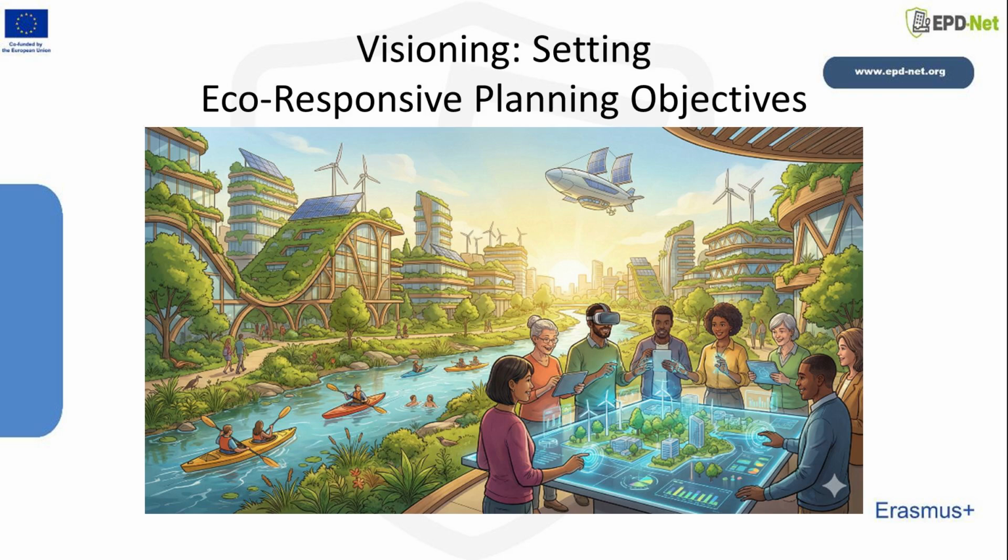Effective visioning must also be grounded in collaborative processes. Design charrettes, scenario storytelling, and participatory workshops allow planners, residents, scientists, and policymakers to co-produce shared narratives about the future. These tools help translate technical data into socially meaningful aspirations while ensuring that ecological goals align with community needs.